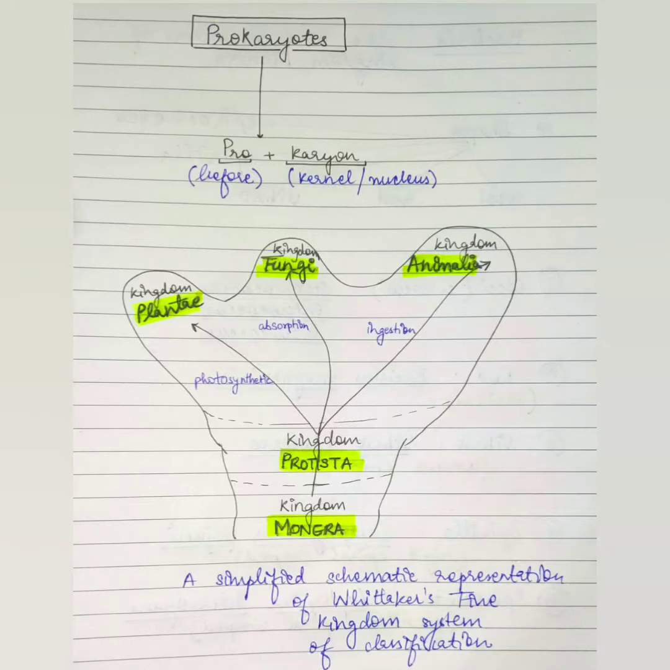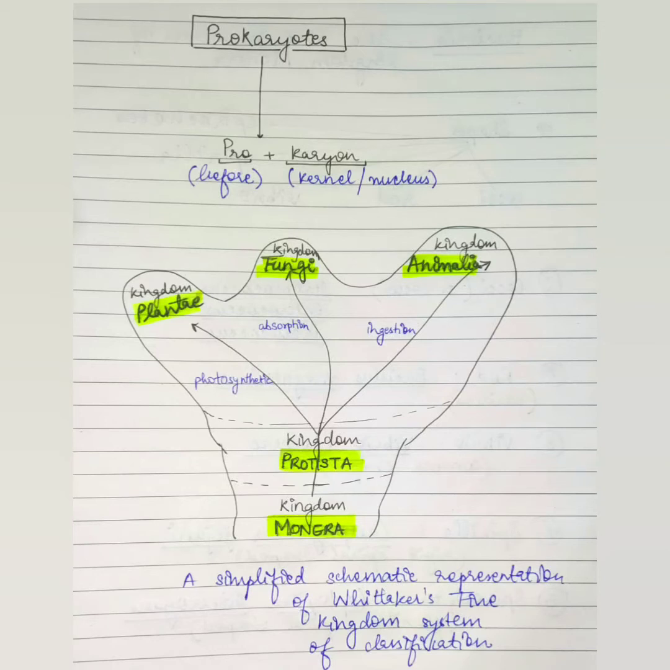So let us firstly discuss what prokaryotes are. Now, prokaryotes is a word that is made up of two words, pro and karyon. Pro means before and karyon means kernel or the nucleus. In other words, we can say the prokaryotes are the ones that have a sort of primitive type of nucleus, that is, no nuclear membrane, and no membrane-bound organelles are present in these cells.